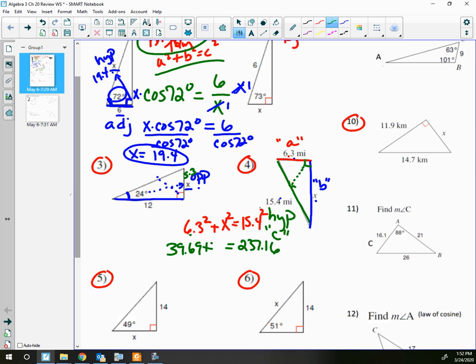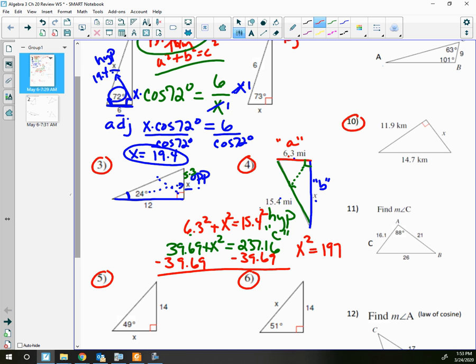And then that's plus x squared. Okay, where would you go from there? Well, how do we get the x by itself? Well, first thing is we're going to have to subtract that 39.69. And then after we do that, we're going to have to square root. So we're going to get x squared equals, so go ahead and subtract.